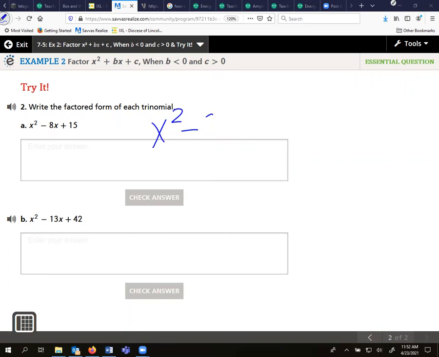X squared minus 8x plus 15. Two numbers that multiply to be 15, but add to be negative 8.